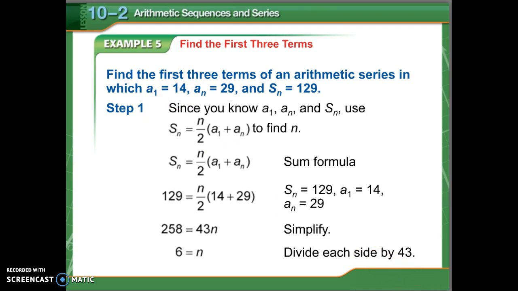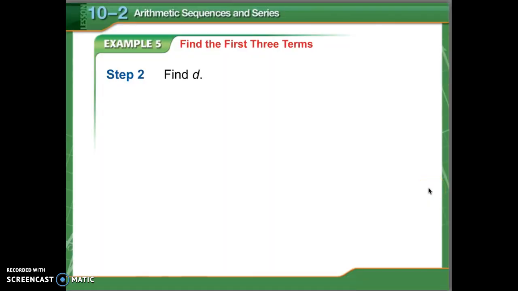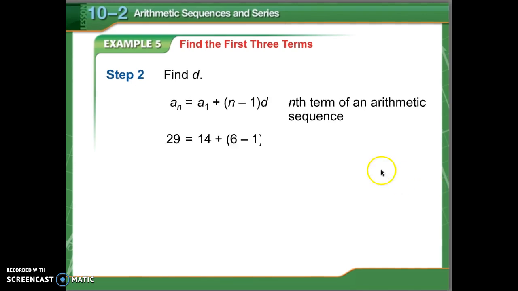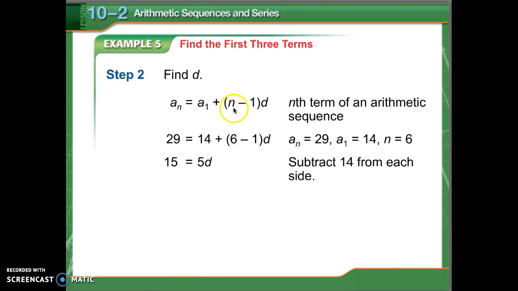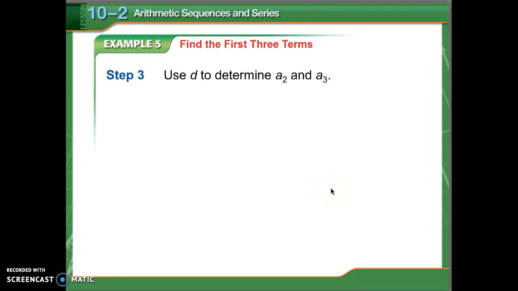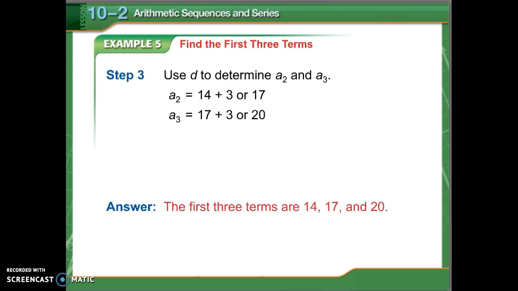Then we're going to go back and use a method from a previous example to figure out what the terms in the middle were. So we're going to plug in n is 6 now. We know the first term was 14, the nth term was 29. Plugging all this in, solving for d, we get the common difference is 3. And then because we know the first term was 14, you're just going to add 3 to get 17 for the second term and 20 for the third term. So the first 3 terms were 14, 17, and 20.